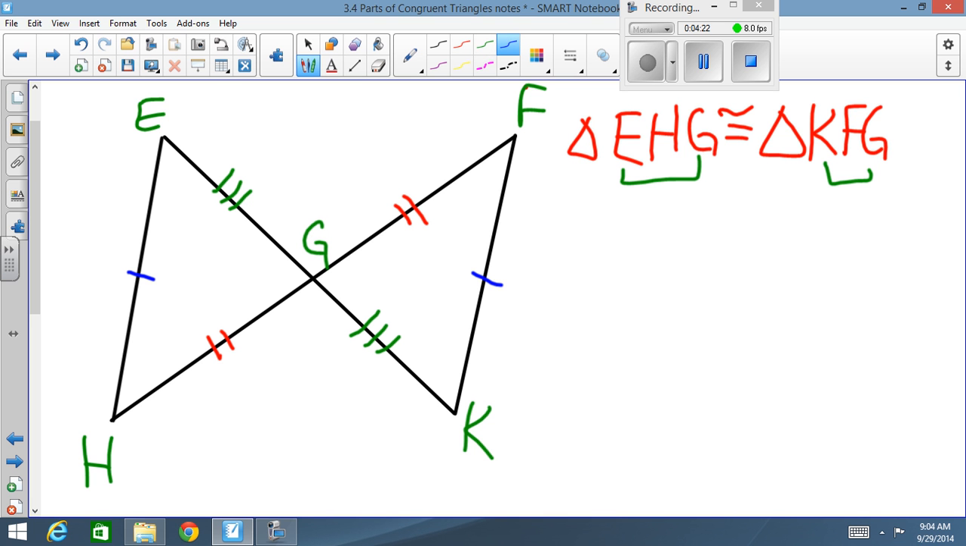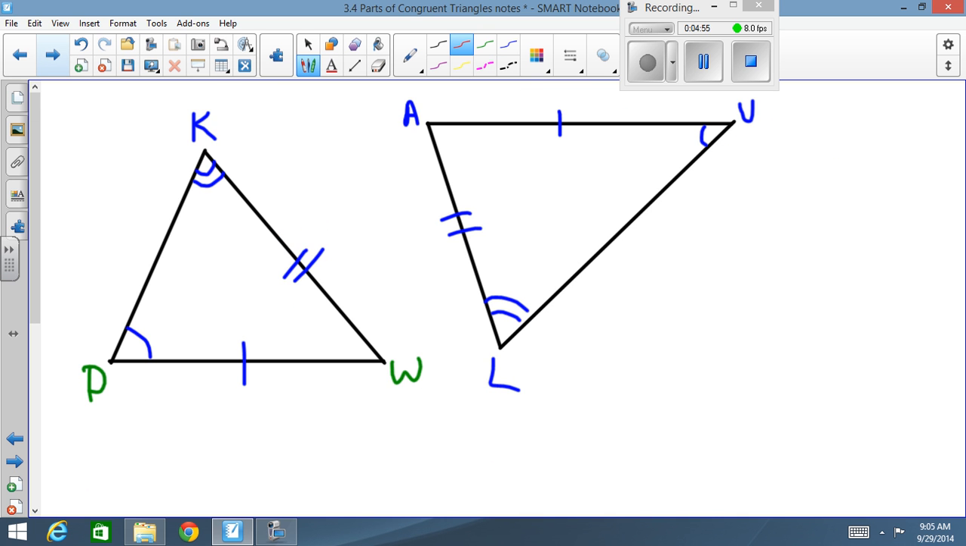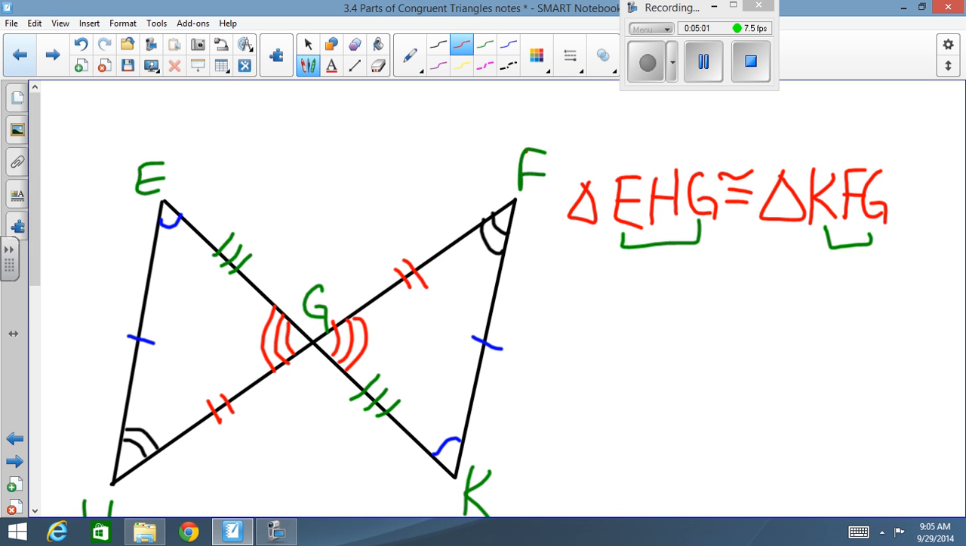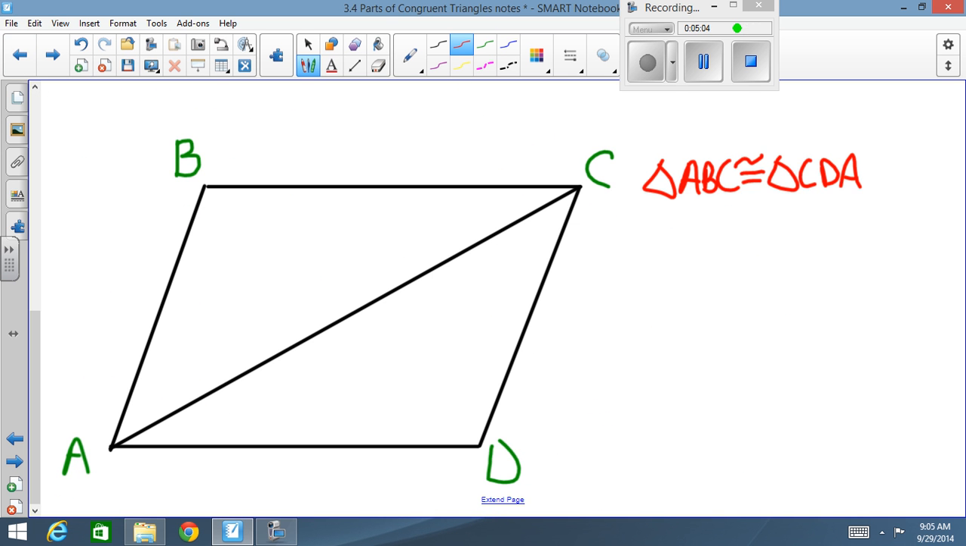Okay, now let's talk about angles. Angle E and angle K. E is first, K is first. Angle H and angle F. And then angle G is congruent to itself, which we already knew because these are vertical angles, which we know vertical angles are always congruent. All right. Let me go back here. I feel like maybe there was a second part. Yeah, there's a second part down here. I almost missed this part.